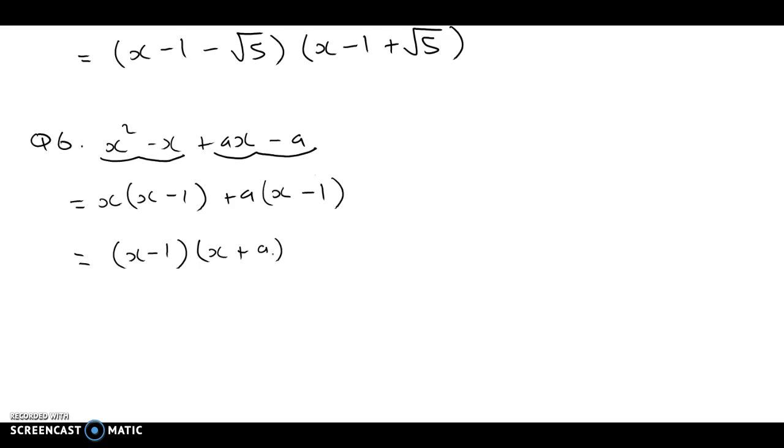Now, it's important to point out that these two brackets here, for factorising by grouping, always have to be the same. They have to be matching because that then becomes the common factor that you're taking out. So if these two components in the brackets aren't matching, then you haven't done something quite right. So just make sure those are always matching. And then the second bracket will always have what's outside of each of the two brackets. So here it was x plus a.